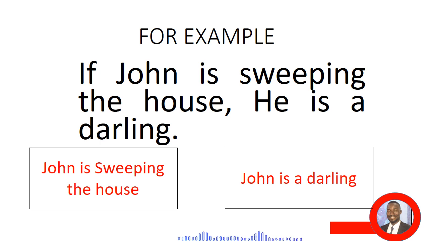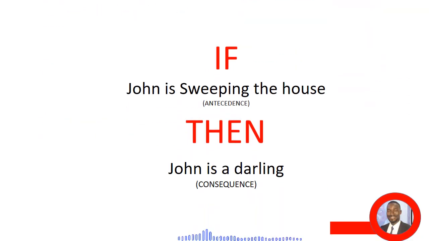For example, if we make a statement such as, if John is sweeping the house, he is a darling, we find out that this is a conditional statement because of the word if. However, there are two propositions in this statement. One is that John is sweeping the house, and the second is that John is a darling, showing that the two propositions are related. To put this conditional statement into a logical statement, it becomes, if John is sweeping the house, then John is a darling. The first proposition, John is sweeping the house, introduced by the word if, is the antecedent, implying the consequence, which is introduced by the word then.